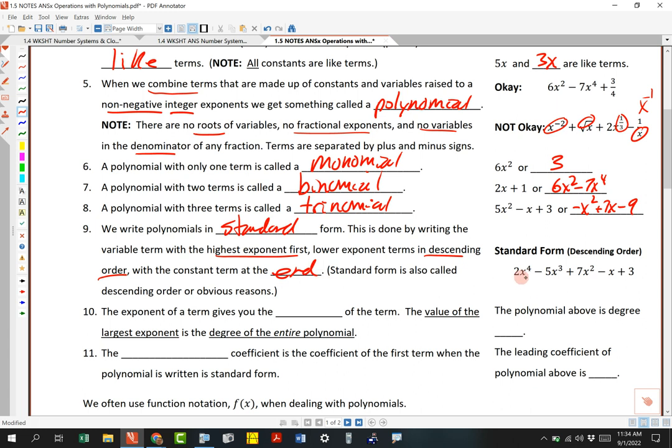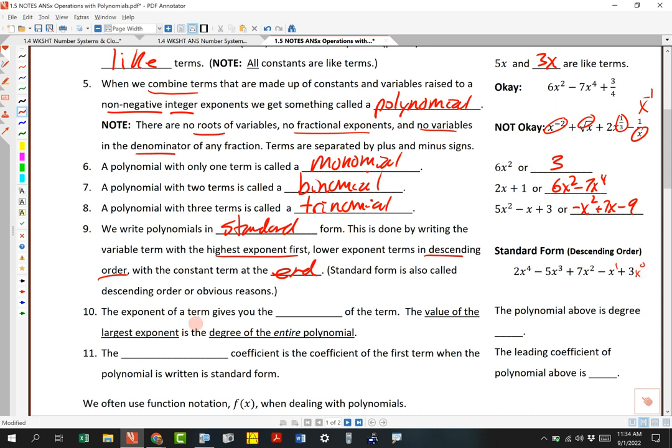So this is a polynomial that's in standard form. It's in descending order. The highest exponent is 4, then a 3, then a 2, then a 1. And then technically, you could write an x to the 0 there, because any number to the 0 power is 1. But that's what it looks like in descending order, so we call that standard form.